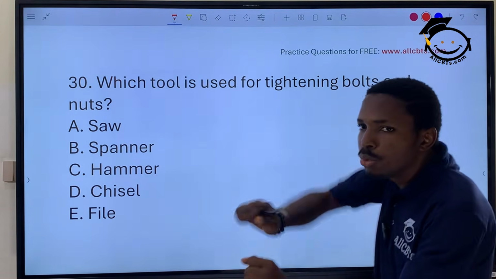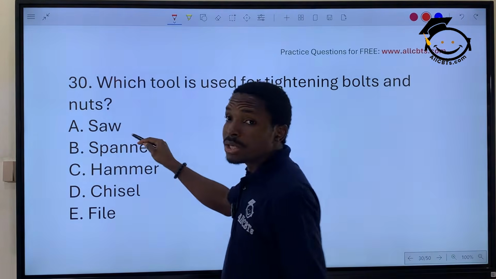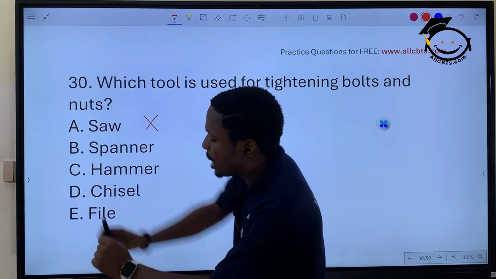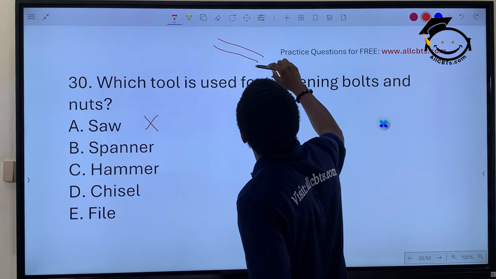Which tool is used for tightening bolts and nuts? We use it to tighten bolts and nuts. Saw. We already said saw is for cutting. So not saw. Spanner. Yes, we use spanner. This is how a spanner looks like.